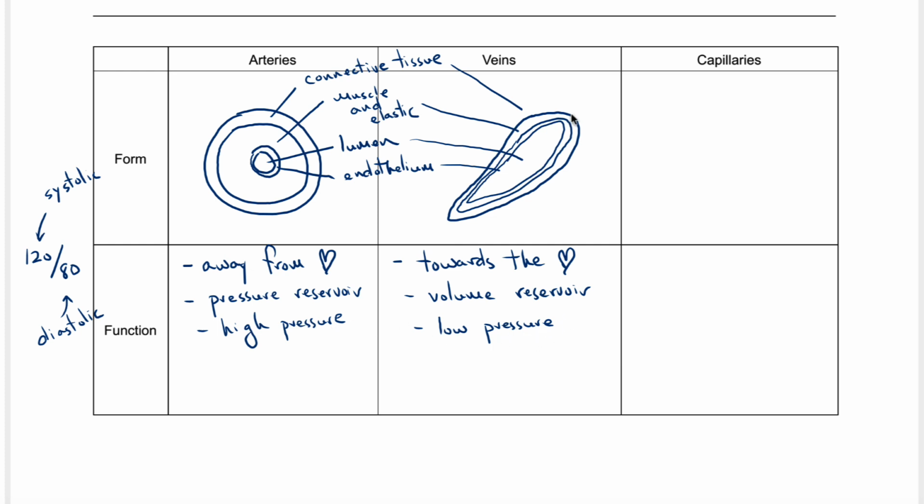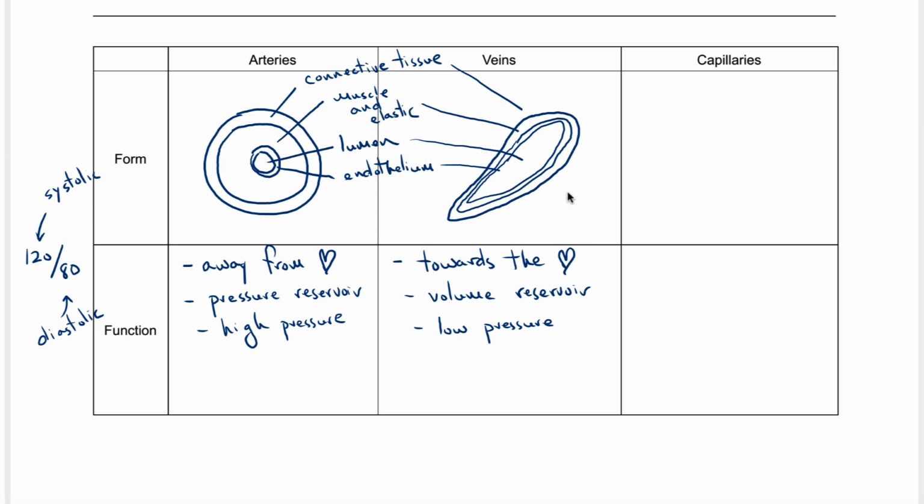And so they're very compressible, and they run through muscles, and so when the muscles around them compress, that helps squeeze the blood back towards the heart. For example, when you walk, you are compressing the veins in your legs with the muscles in your legs, and that's helping pump blood back towards your heart.